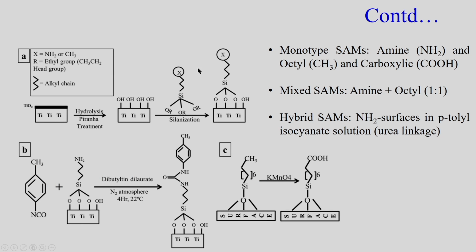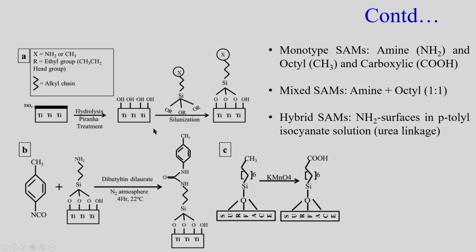If you remember, we already discussed this in the last lecture. This is a titanium oxide surface. If you hydrolyze it, it will have the OH group, and this OH group can react with the head group of the surface modifying agent, and in this way the surface modifying agent is covalently attached on the surface.